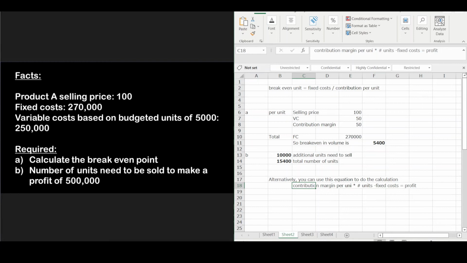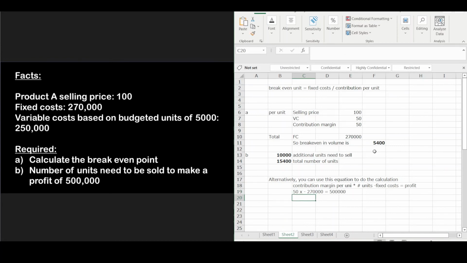Alternatively, you can use this equation to do the calculation. We know contribution margin per unit times number of units is the total contribution margin, right? From there, if we subtract total fixed costs, then what's left is profit, right? So if we set the number of units as X, and our contribution margin per unit is 50, right? So 50 times X minus total fixed cost, which is 270,000, equals the profit we want, which is 500,000.